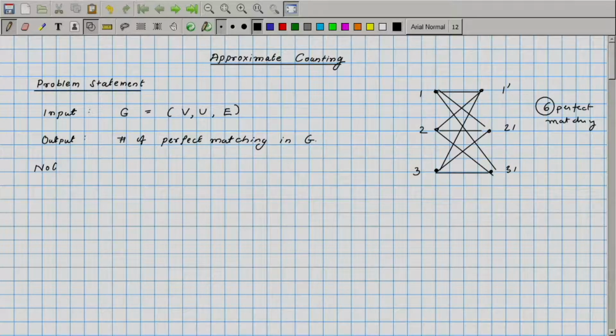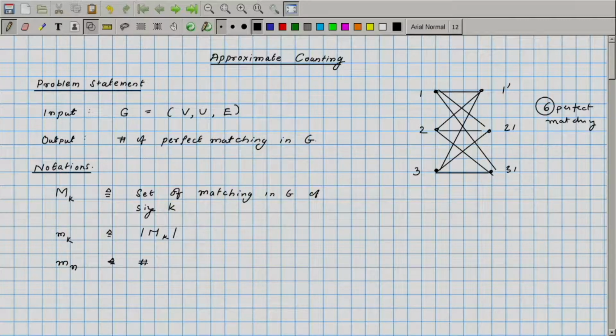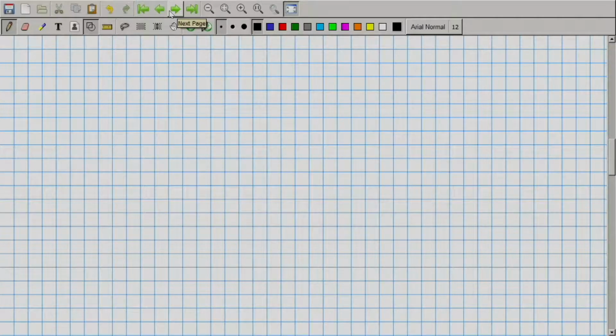So, we will introduce some notations. When we write capital M k, this will denote the set of matchings in G of size k, and small m k will denote the number of matchings of size k. What we are interested in is computing small m n. So, the exact count of the number of perfect matchings is difficult, it is a very hard problem.